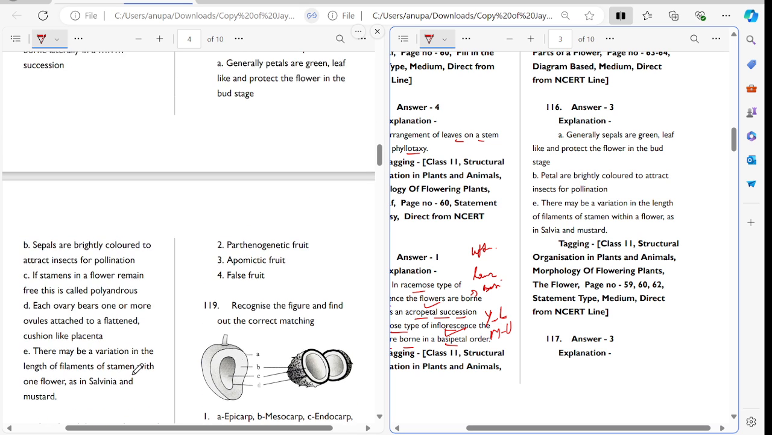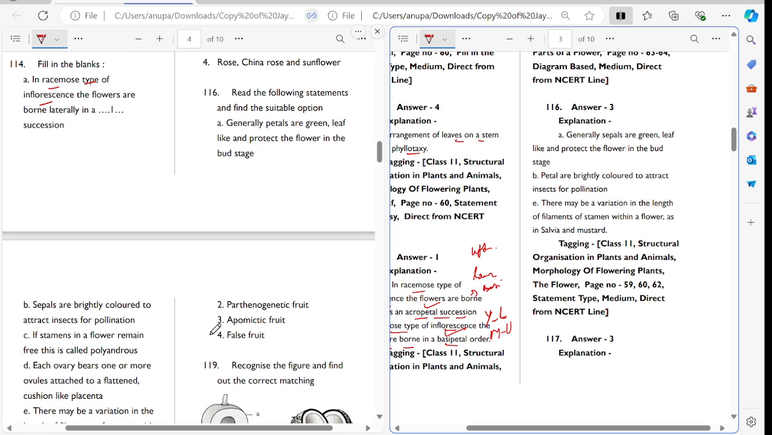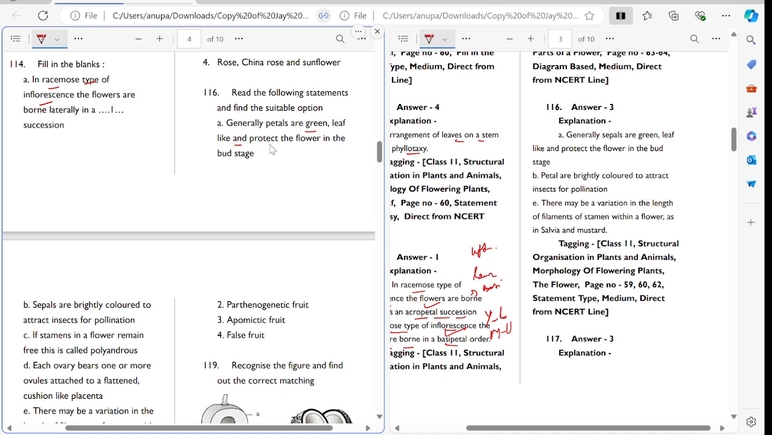This time we have to find out which statements are true and which statements are false. So we will read the statements one by one. The first statement states that generally petals are green, leaf-like, and protect the flowers in the bud stage. This statement is false because petals are not green, they are colored or brightly colored. So this statement is false.